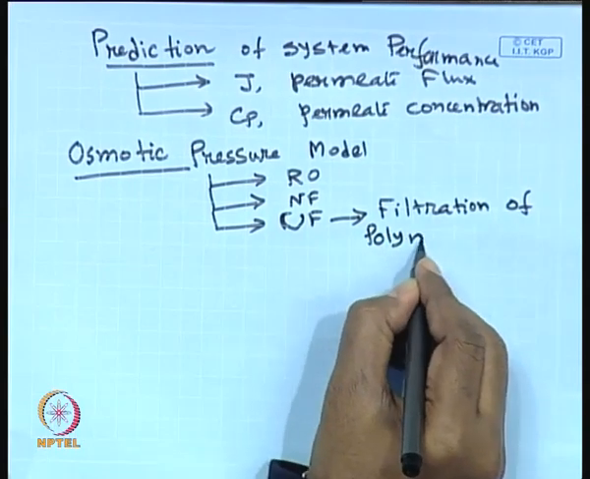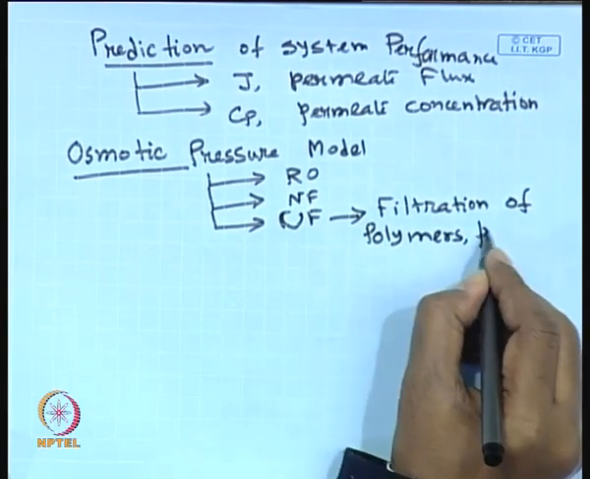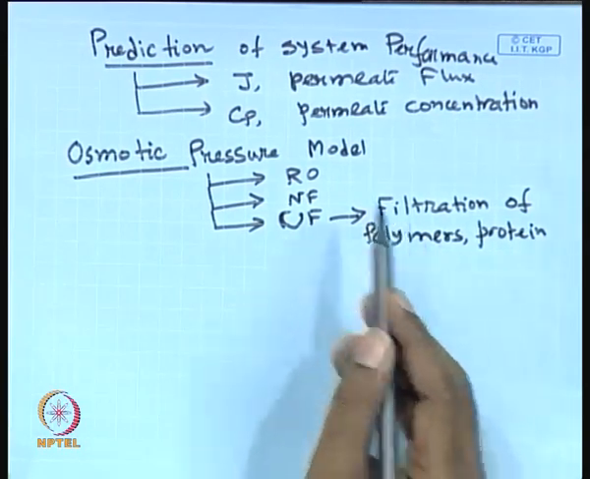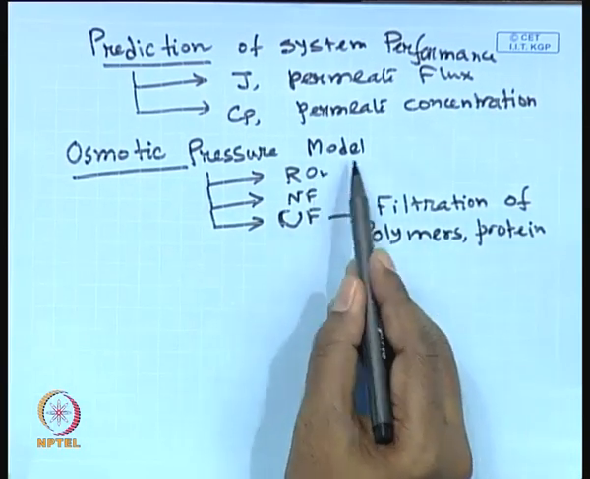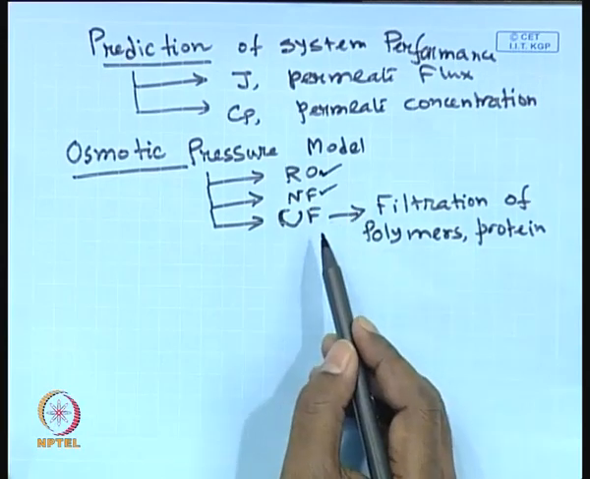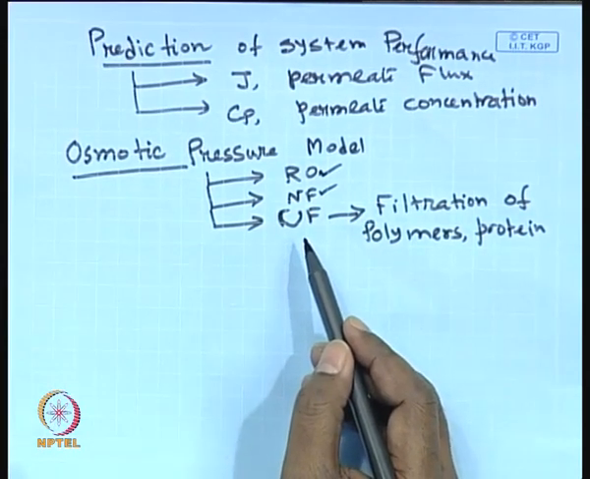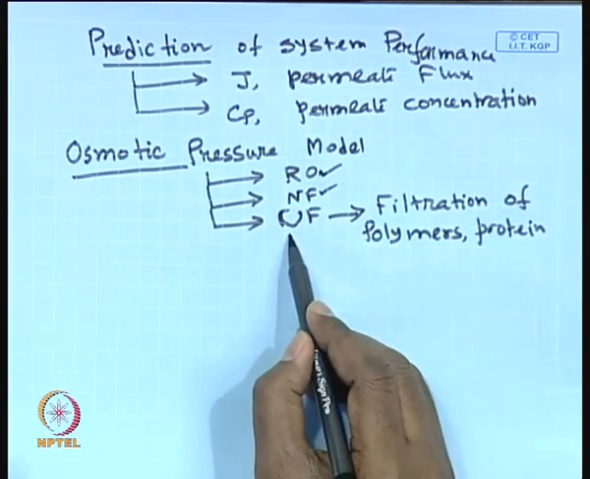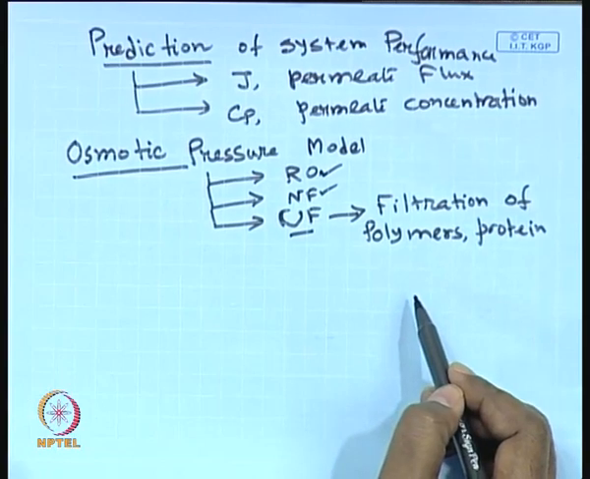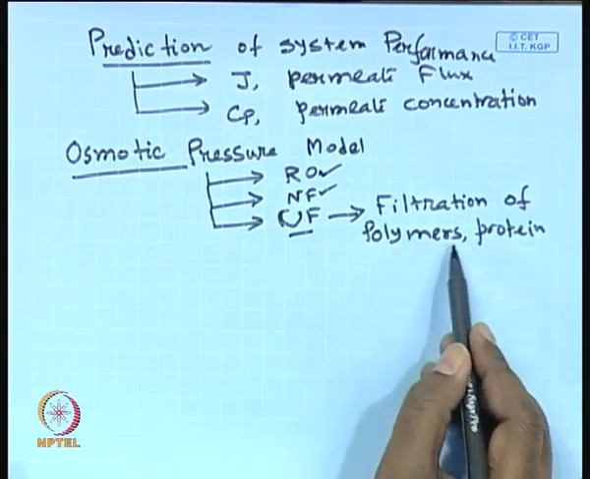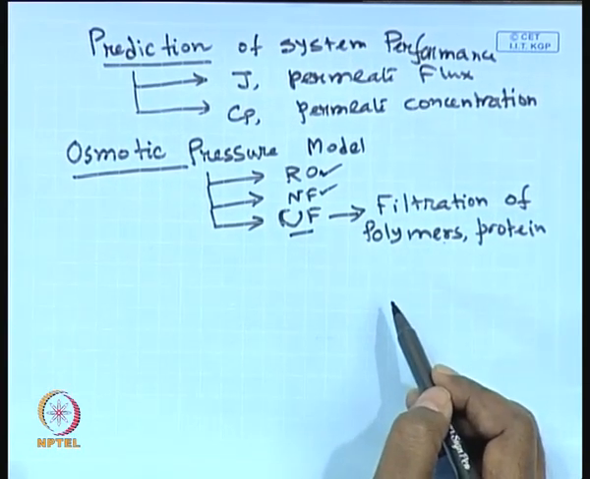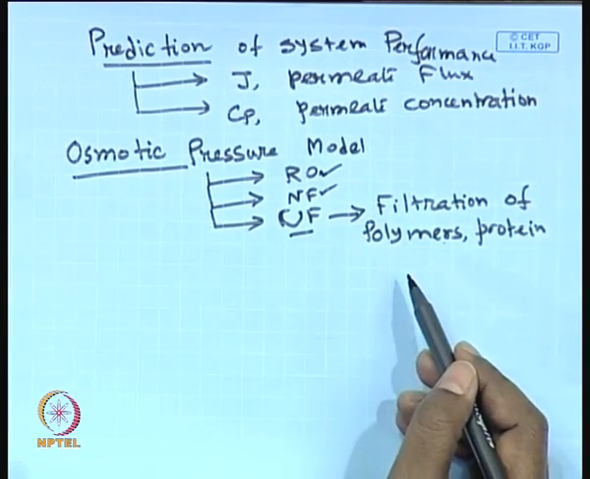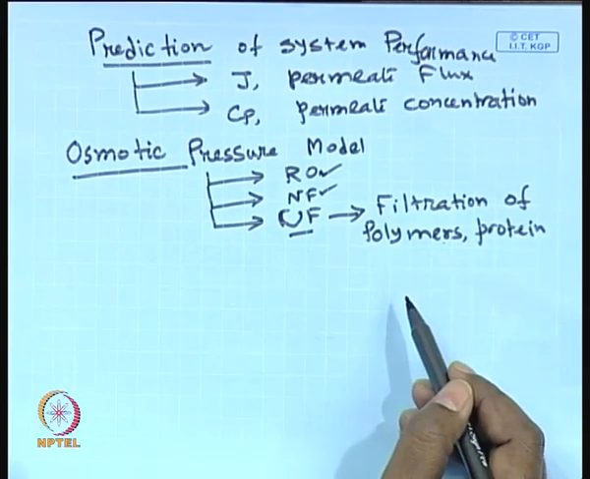We have already seen that in the case of reverse osmosis and nanofiltration, since the pore size is extremely small, osmotic pressure plays an important role. On the other hand, in the case of ultrafiltration, when you are talking about filtration of polymers and proteins, the osmotic pressure of these solutes becomes significant because of several aspects like charge-charge interactions, membrane-polymer interactions, things like that. So, osmotic pressure becomes very important.